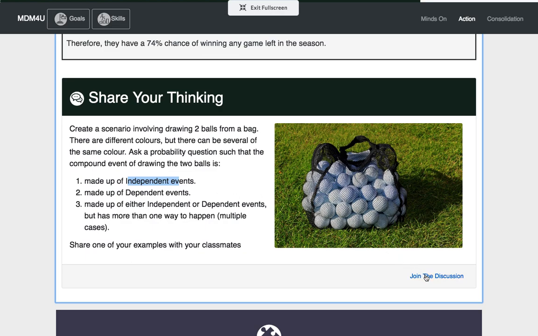Take a look at the discussion. There's some really good points there from your classmates and your peers. Obviously, dependent events, that's when you pull the one red golf ball out and you do not replace it, because that will affect the second golf ball's probability. And then there are events made up of either independent or dependent events, but with more than one way to happen, so multiple cases.